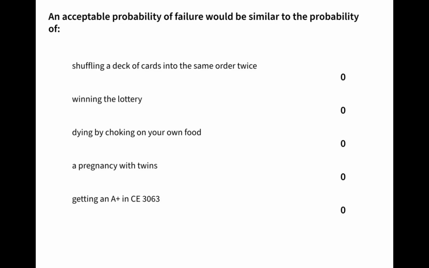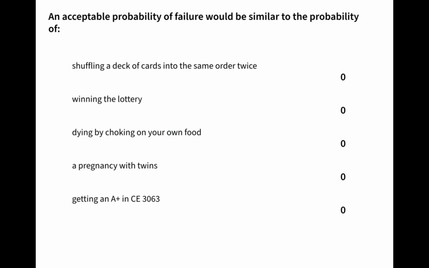How many of you think it's dying by choking on your own food? A pregnancy with twins, getting an A+ in the course. Sure. So these are actually in order of least likely to most likely.